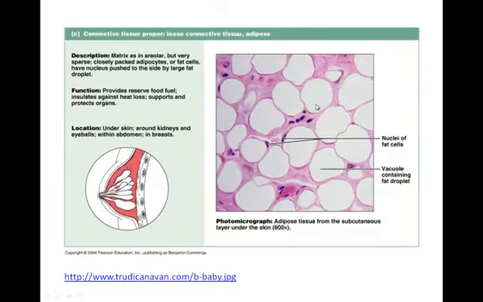Now here's fat. Here's what fat looks like. We have an adipocyte. It's full of triglycerides. The nucleus is pushed out to the outside. It stores energy. There's white fat and brown fat. We have white fat. Brown fat is stored in babies.